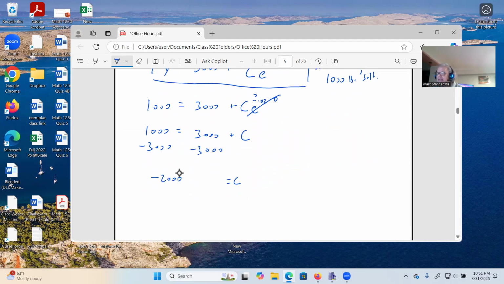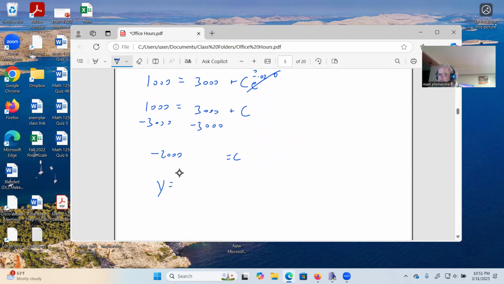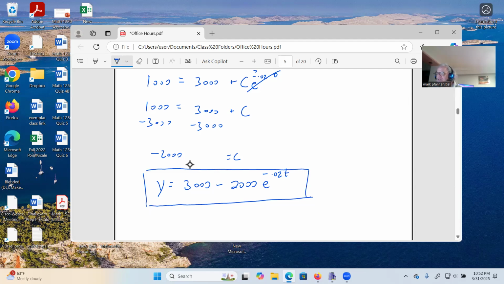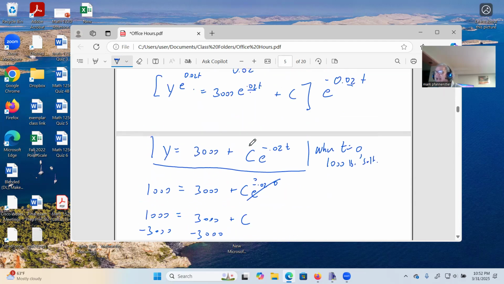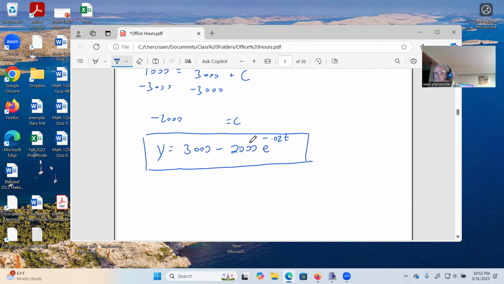Let's go ahead and write down our formula. We have y equals 3,000 minus 2,000 e to the negative 0.02t. And this is how much salt I have in the tank at any one particular time. Again, if I put t equals 0, this goes away. We have 3,000 minus 2,000, which is 1,000. Perfect. I could ask you a lot of problems after what's going on here. We could say, what happens in the long term?